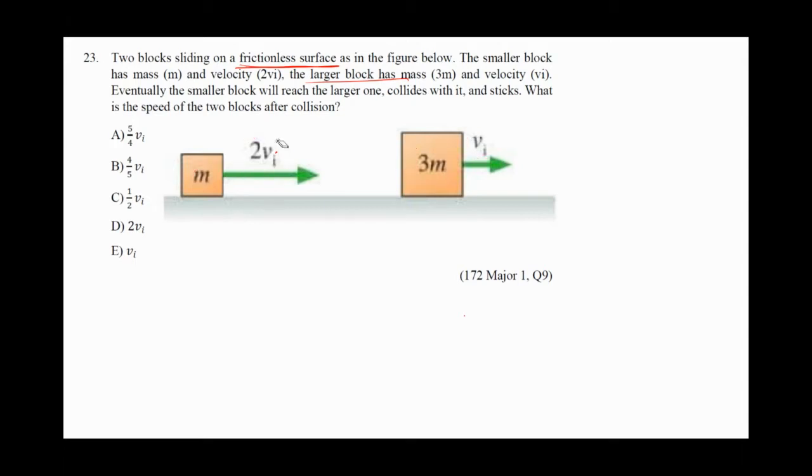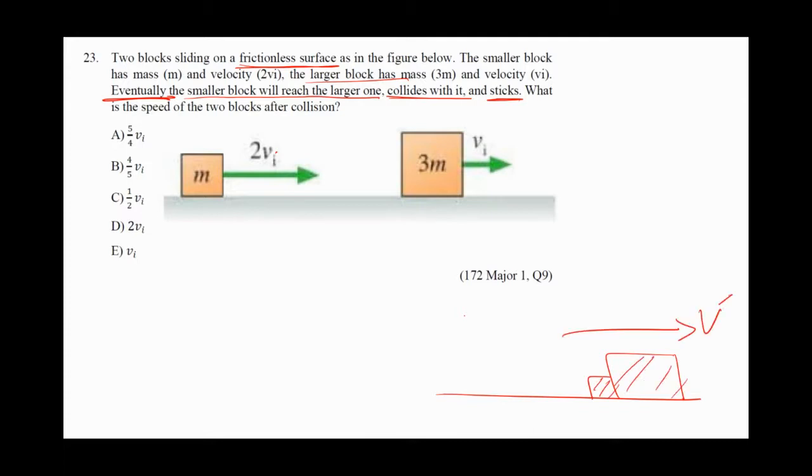Eventually, at the end, the smaller block will reach the larger one because it has higher speed. It has double the speed. And it will collide with it, and sticks, which means they will have the same velocity. So they will move after collision with a velocity, I will call it V prime. What is the speed of the two blocks after collision?